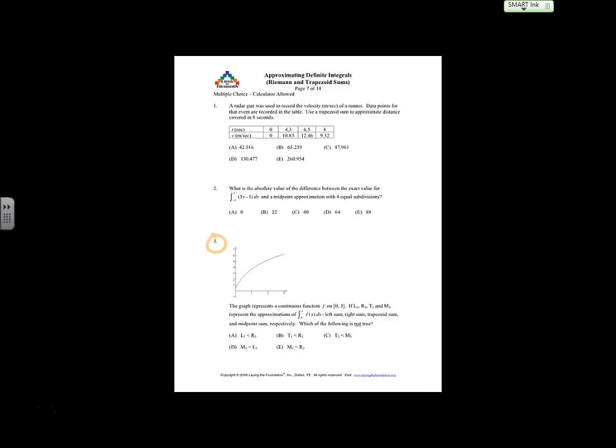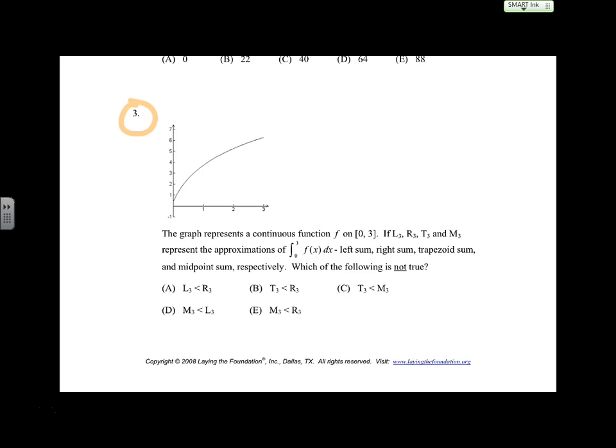Oh, no, sorry. This is a graphing question. You guys can kind of tell what they're asking though, right? An approximation from the left, from the right, trapezoidal and midpoint. Which ones are higher, which ones are lower? You don't have to know the numbers, you don't have to solve for them, you just have to figure out who's going to be bigger, who's going to be smaller.